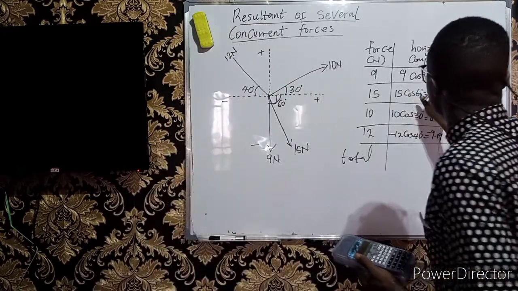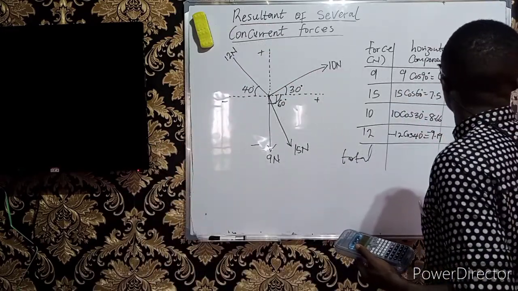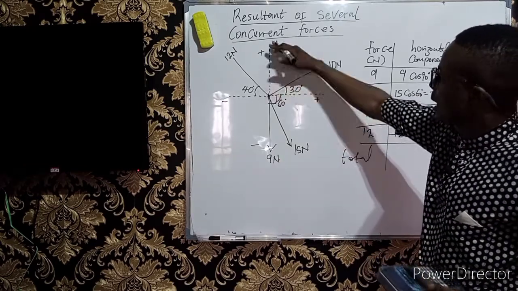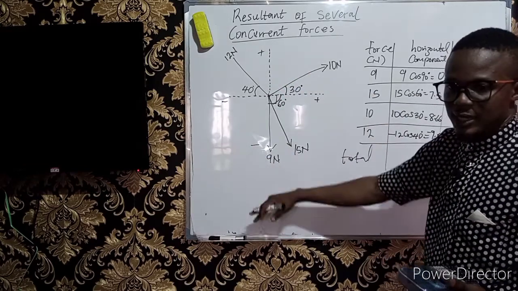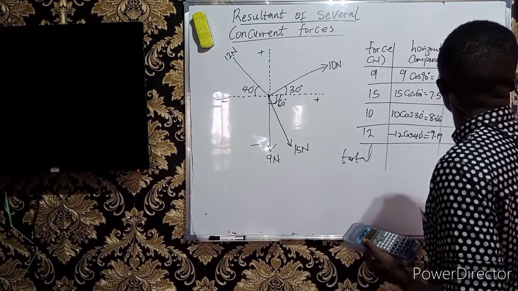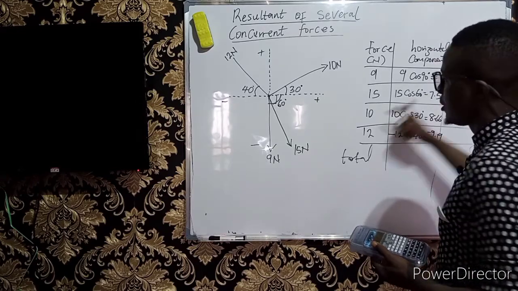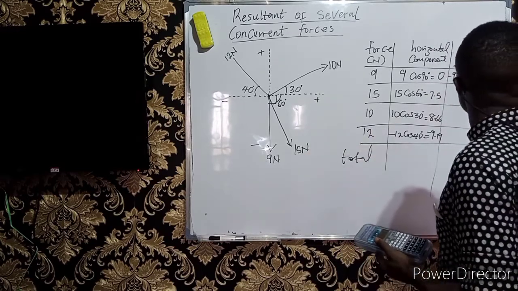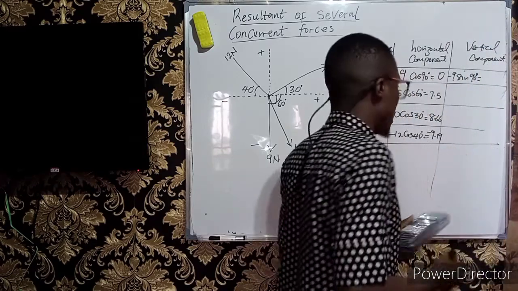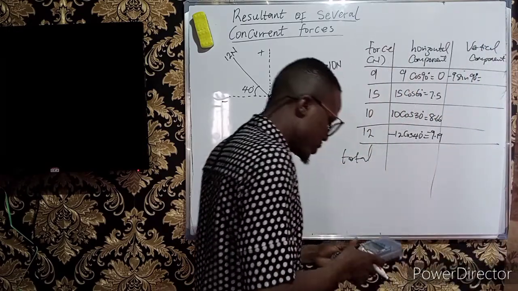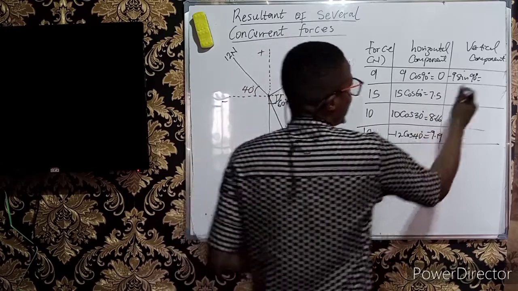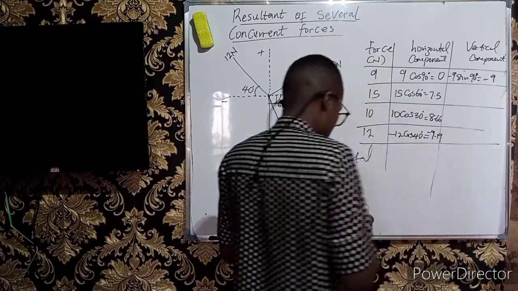So for vertical, we are using sine. So have 9. The 9 for y-axis vertical is negative because it's side down. So have it as minus 9 sine, the angle is 90 degrees. Sine 90 should be 1. Sine 90 is 1. Then 1 times minus 9 will give us minus 9.